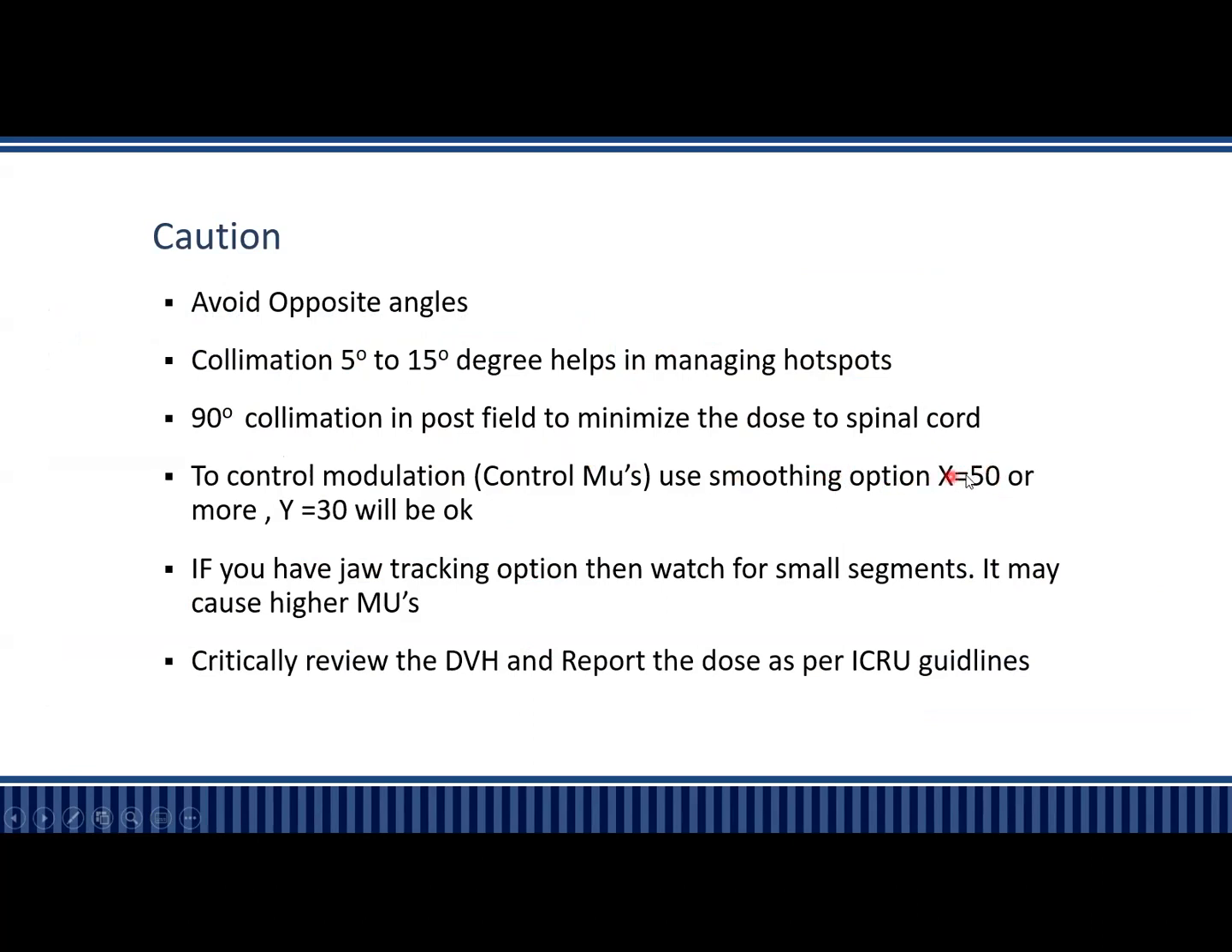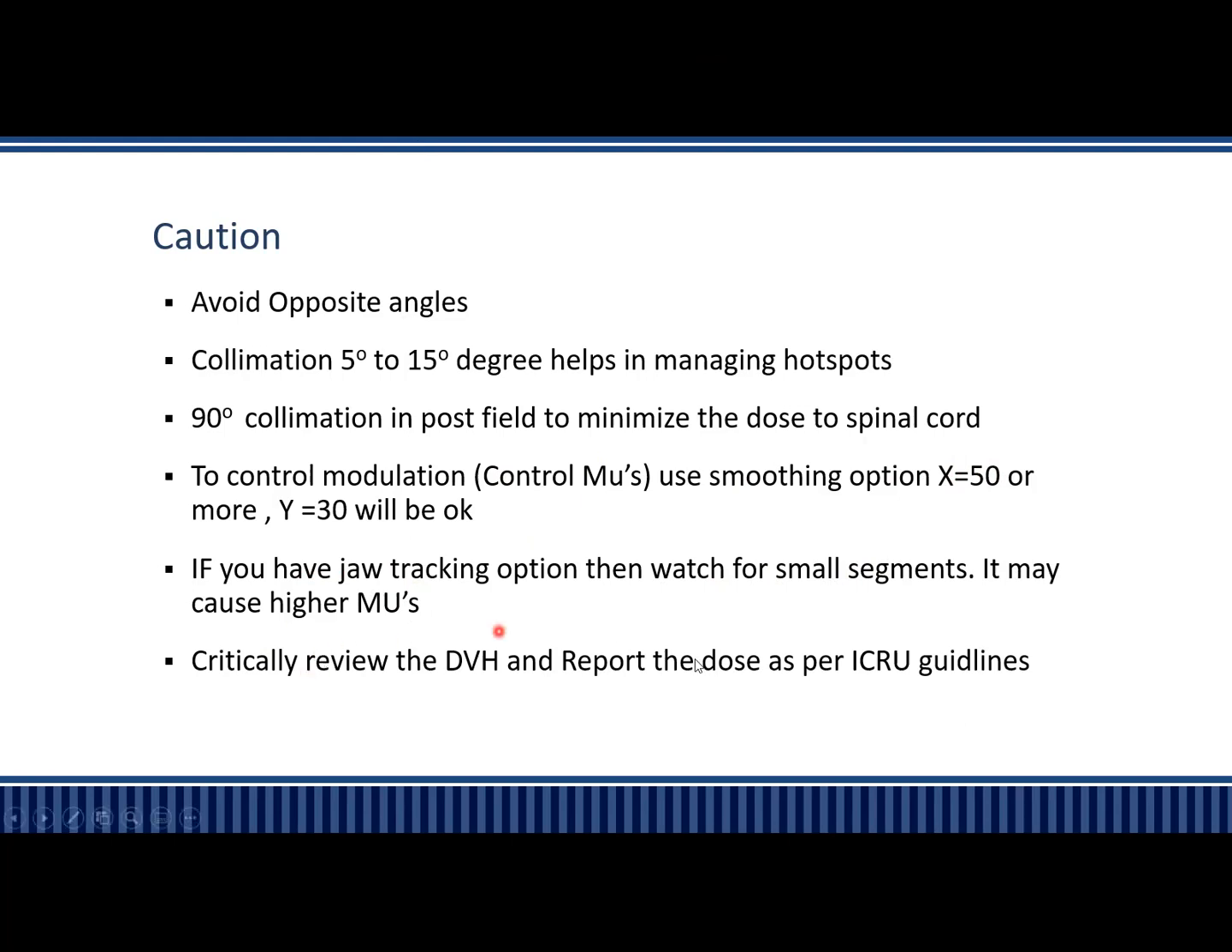So usually X is 40 and Y is 30, because you are usually using zero collimation or 5-degree collimation. X is important because the MLCs are moving in the X direction. So one could change the smoothing factor and try different numbers to achieve the result. If you have a jaw tracking option, then watch for small segments. It may cause higher MUs, and this warning message also appears when you are planning.